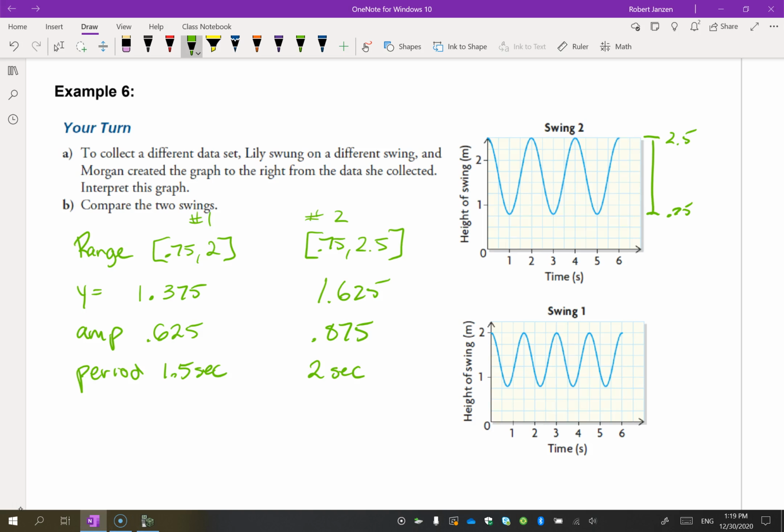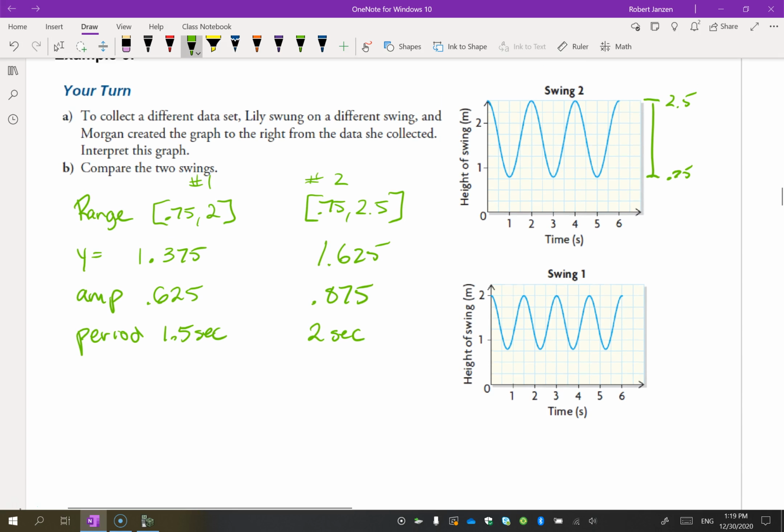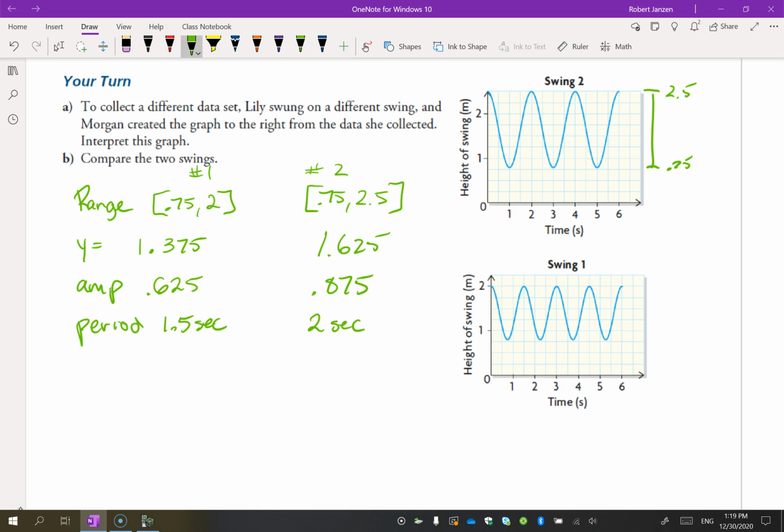So if these are our 2 sets of data, how does this look different, or what looks the same? Well, you can see that the range is different. So the second swing goes higher. You could say by 0.5 meters. Okay. The second swing has a bigger period. So what does that mean? The second swing has a longer period, which I guess should make sense because it's swinging higher, so it takes a little longer to get to that higher height.